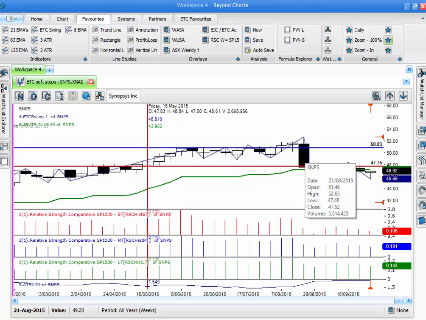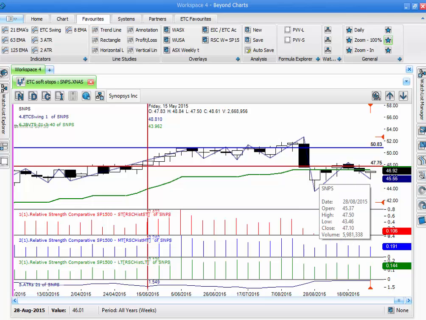Where did price open up? It closed there at 47.52. It opened up at 45.37. So we got some slippage occurring on that particular day. So there, because we got that gapping down, whether we had a hard stop or a soft stop, we got exactly the same outcome because of that slippage.